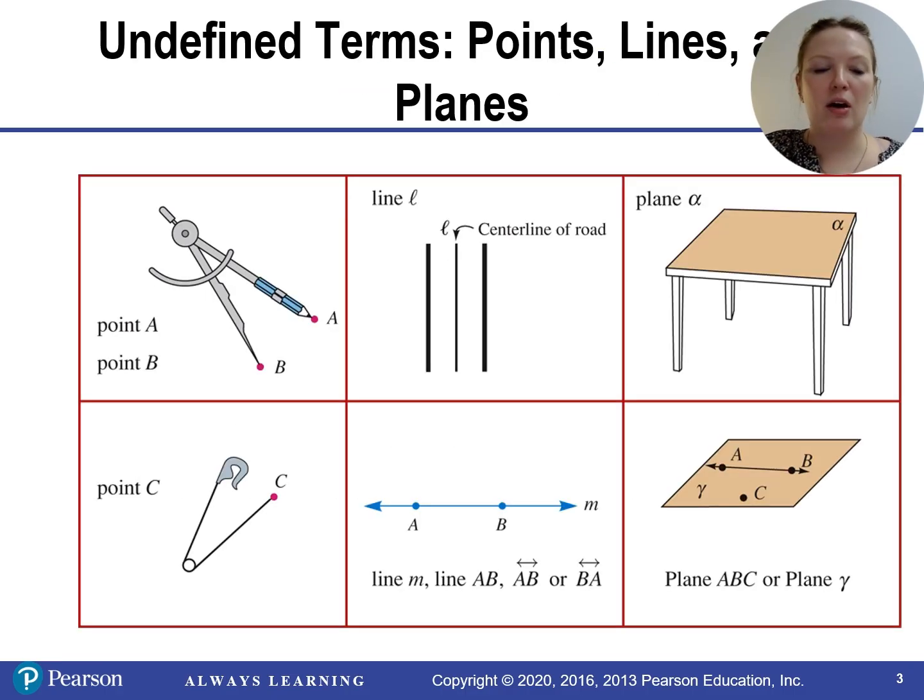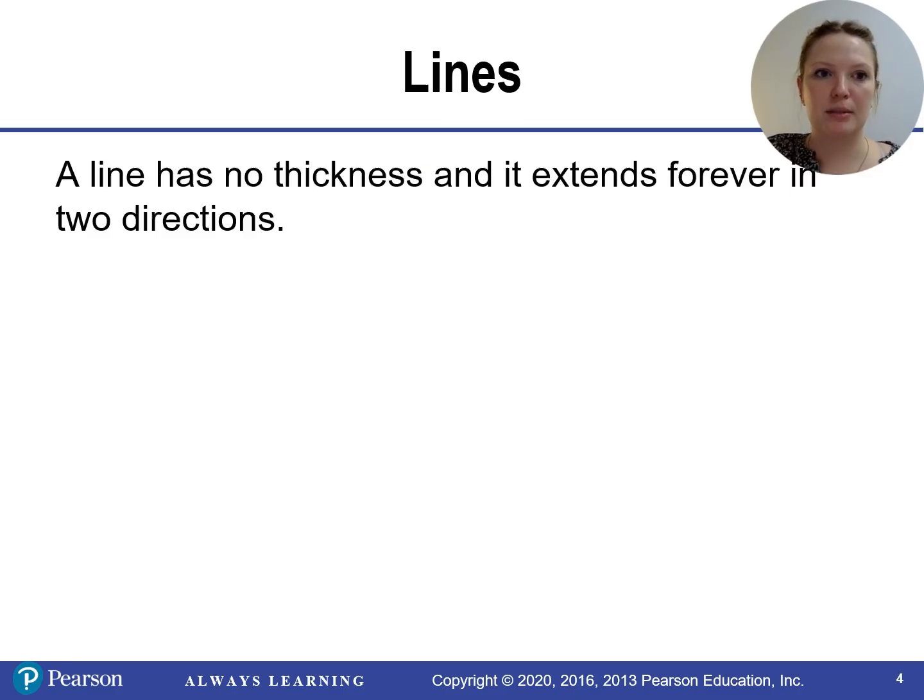So there are some terms in geometry that are not really well defined. Points, lines, the center line of a road, plane alpha, so a plane is like a flat surface, a single point C, a line M, plane ABC, or just plane Y. So let's dig into a few of these terms.